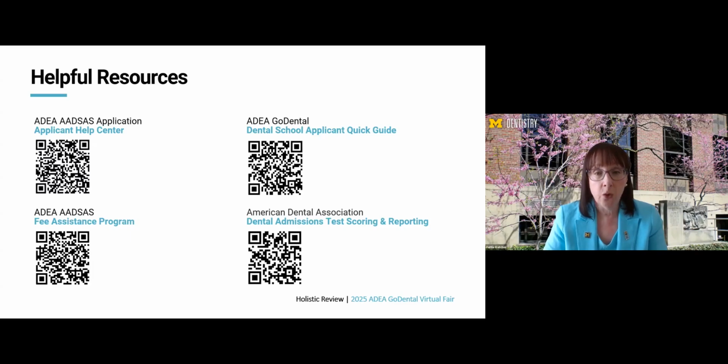The upper right QR code is for the ADEA GoDental Dental School Applicant Quick Guide. This is a one-page PDF document that highlights some of the most important dates and aspects of the application. Review this quick guide before you start your application. And below that is the American Dental Association Dental Admission Test Scoring and Reporting link. So this link will take you to a page of frequently asked questions about the DAT and the new scoring model that Susan spoke about earlier.